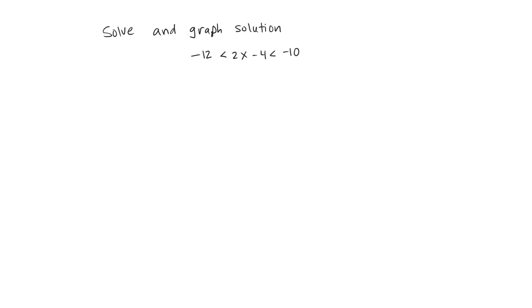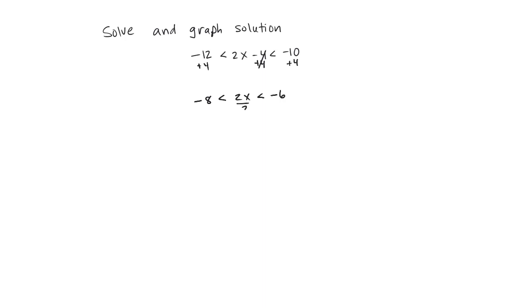Okay, in this problem we're going to solve the compound inequality. So we can add 4 into the middle, and when we do that we need to add 4 to both sides of the compound inequality. Negative 12 plus 4 is negative 8, which is less than 2x, which is less than, let's see, negative 10 plus 4 would be negative 6.